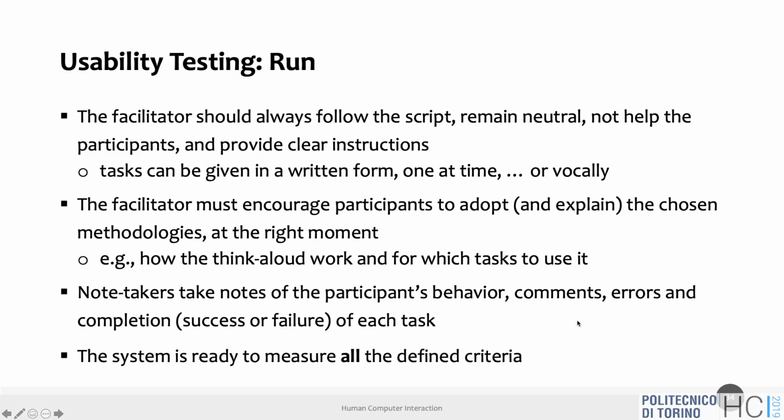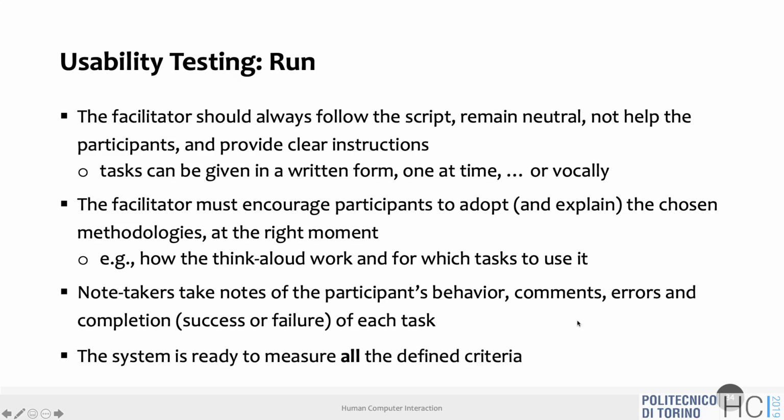Meanwhile, note takers take notes of the participant's behavior, comments, any error that they make, and also whether the participant completes a task with success or not, and any additional notes that they feel could be important for the results of the test.